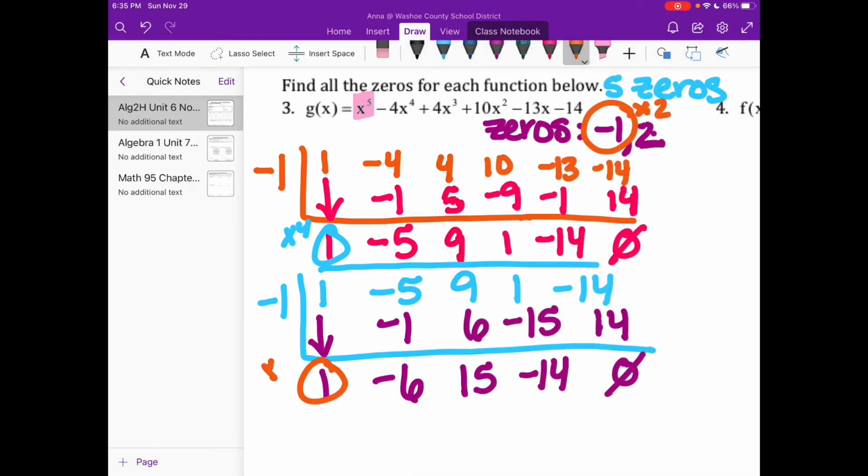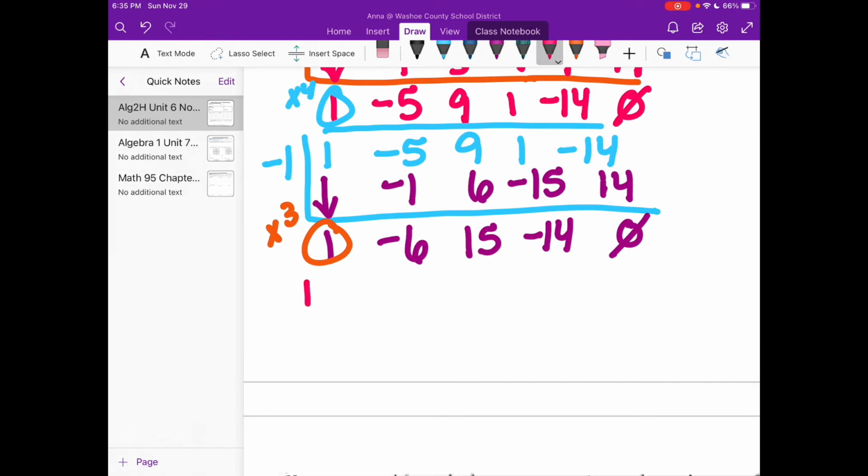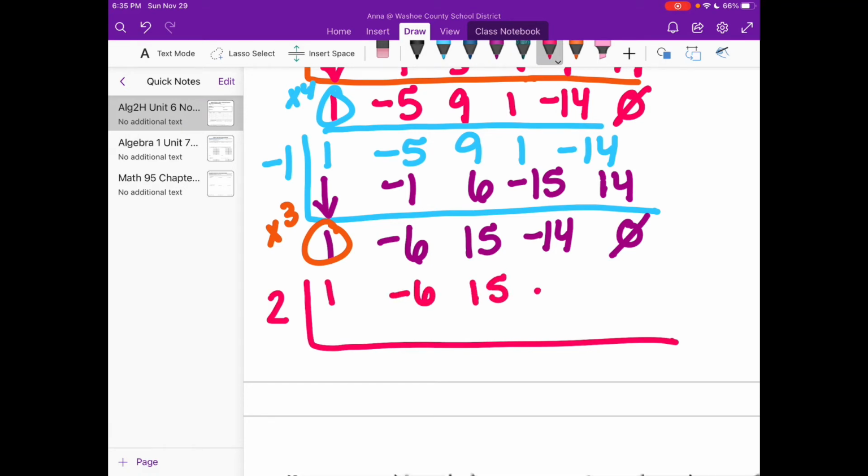So I'm down to x cubed. Let's do one more time. This time I'm going to use my other 0, which is a 2. So 2 goes here, and then the coefficients from above go in: 1, -6, 15, -14. Okay, we're getting there. Bring down the 1. This is my x squared term. That's going to be perfect.